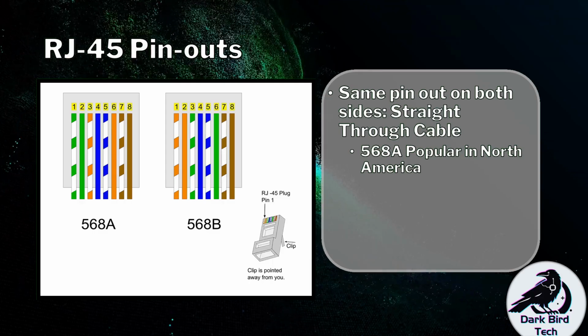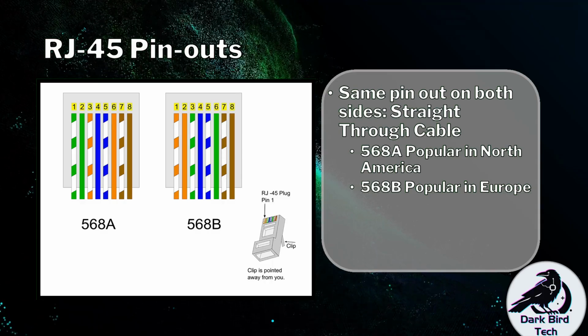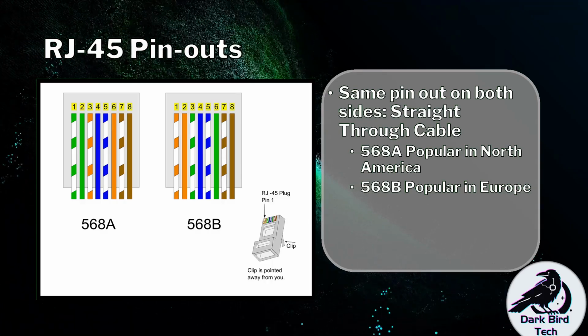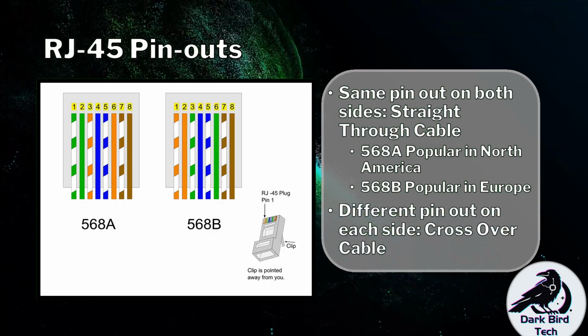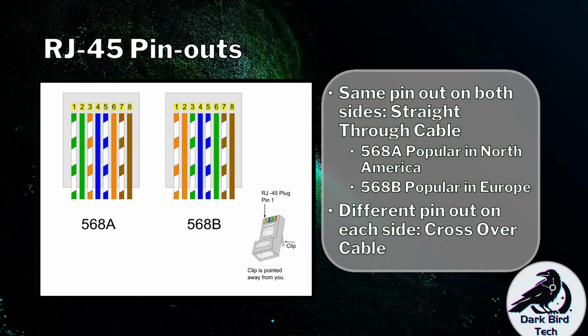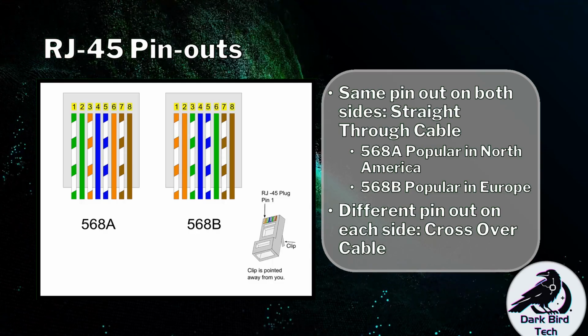568A tends to be more popular in North America. 568B tends to be more popular in Europe, but it doesn't make too much difference as long as you keep the same pattern on both ends. If you switch it around, we've created what we call a crossover cable. So if you use pattern A on the one end and pattern B on the other, you have made what's called a crossover cable.